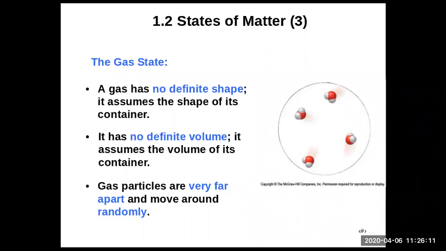The gas particles are very far apart from each other, and they move around constantly and randomly. There is no pattern in their movement. They just go in a straight line until they hit something, and then they bounce and move in another direction. But there is very little matter in a given amount of volume, as you can see. There are much fewer molecules than earlier when we had the solid or the liquid.